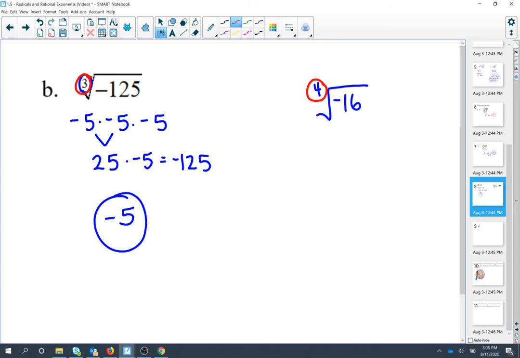I can't find a real number that when I multiply the same thing 4 times, I get a negative. The reason is if I have a negative 2 times a negative 2 times a negative 2 times a negative 2, every group of 2 is going to make a positive, because a negative times a negative is a positive. You need that third guy to add the negative back on to get you to a negative answer. So odd roots, yes, you can do negatives. Even root, you can't right now, not until we get into our imaginary numbers.